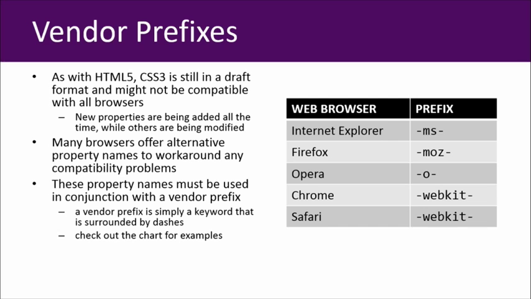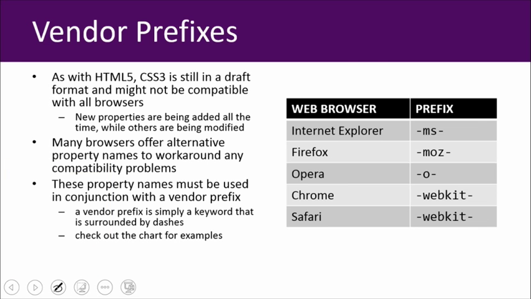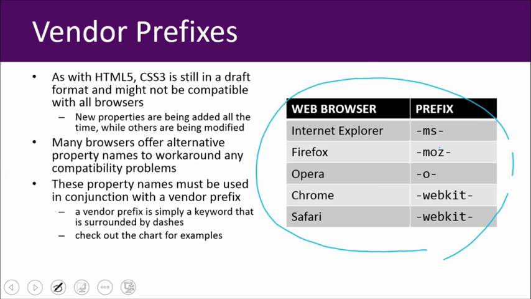So what we have to do is if we're using a property name that is still experimental, we have to add a vendor prefix in front of it. Of course, that's what makes it a prefix, right? But it's simply a keyword that's surrounded by dashes, and we've got this nice little chart over here on the right to help you out in case you find anything confusing at all, right? Today we'll be using the Microsoft prefix since we'll be checking out our code examples on Internet Explorer.